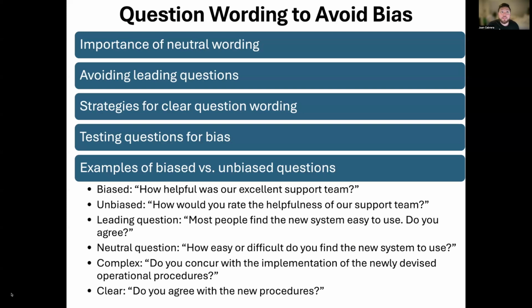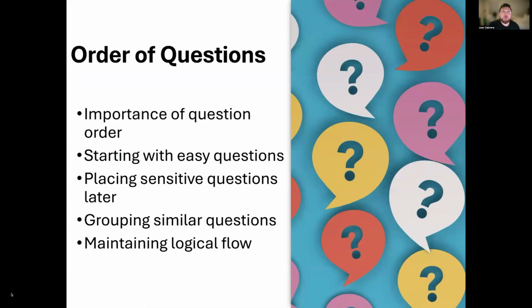To avoid bias, you need to test your questions. This involves piloting your survey with a small group to identify any bias or confusing questions. You want to collect feedback and revise your questions as needed to ensure that they're clear and neutral. Now, the order in which your questions are presented in the survey can significantly affect the quality of responses. So it's really important to consider the sequence of your questions to ensure a logical flow and maintain engagement.